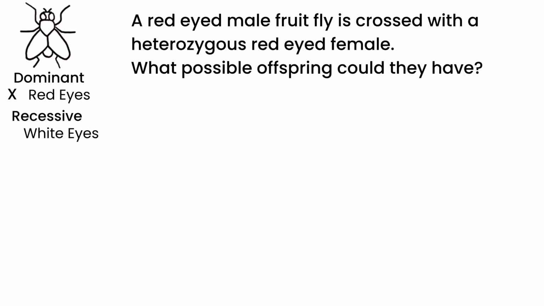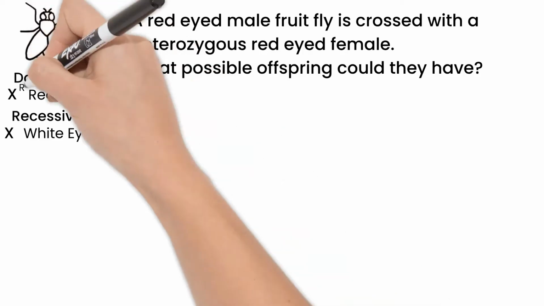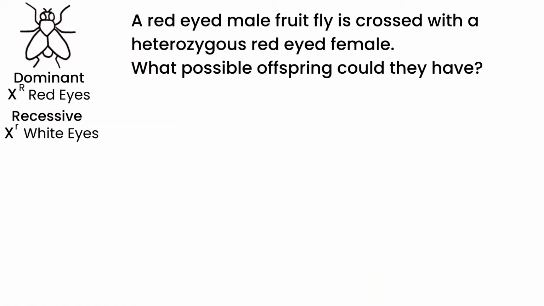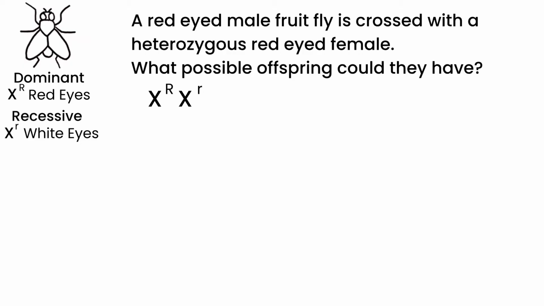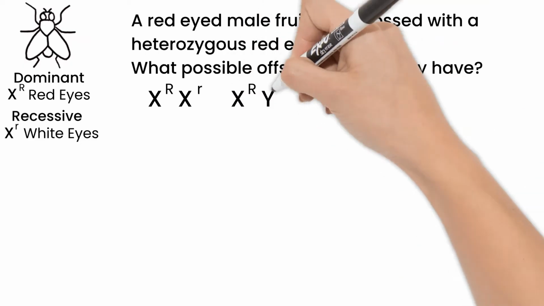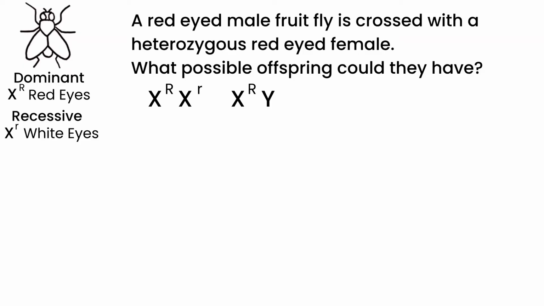For sex-linked genes, we have to write the X and Y chromosomes so we can keep track of males versus females. And we use superscripts to show the gene we're crossing. For the parents, the female is X^R X^r, as she is heterozygous, and the male is X^R Y. Eye color is only on the X chromosome, and he has red eyes.